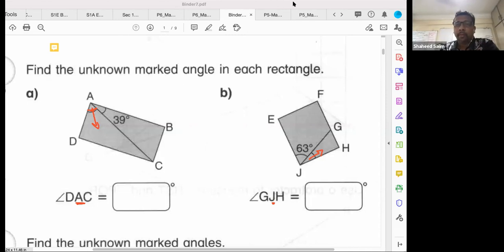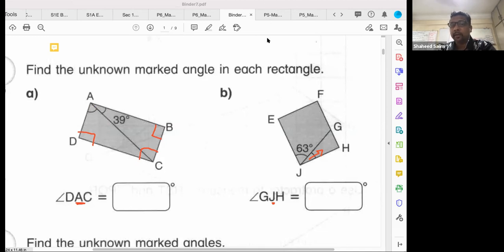I think I better start here. This angle, remember rectangle, what is it? 90 degrees. This one 90 degrees, this one 90 degrees, this one 90 degrees. So how to find this angle down here? Take 90 degrees minus 39 degrees. This one down here is 90 degrees. You want to find this angle? 90 minus 39, you get this balance.